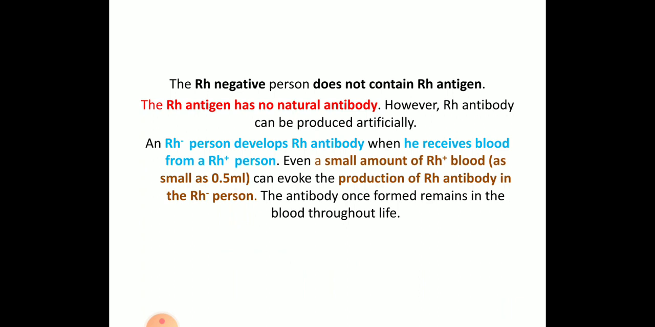An Rh negative person does not contain Rh antigen, whereas the Rh antigen has no natural antibody. So an Rh negative person develops Rh antibody when he receives blood from an Rh positive person. A very small amount of Rh positive blood, as little as 0.5 ml, can evoke the production of Rh antibody in an Rh negative person. The antibody once formed remains in the blood throughout life. So due to the transfusion of positive to negative, the Rh negative person can be made Rh sensitized.